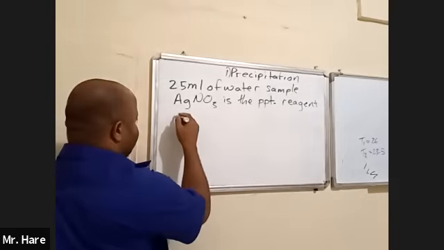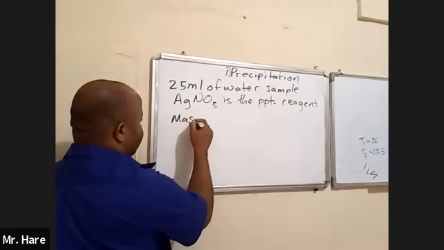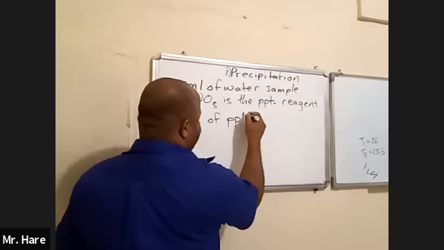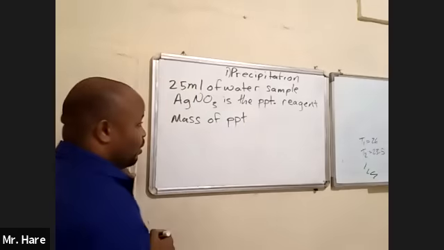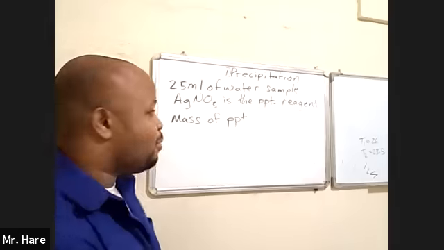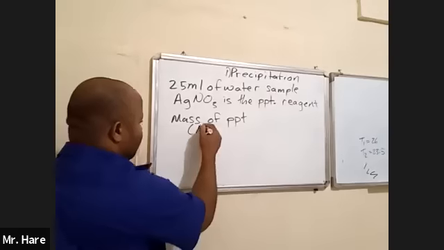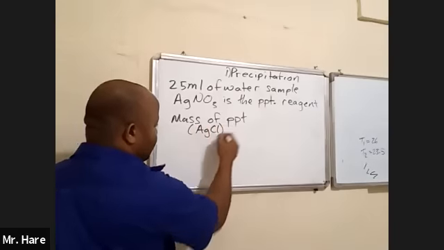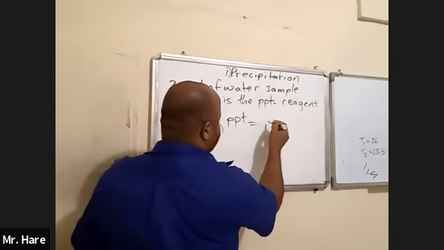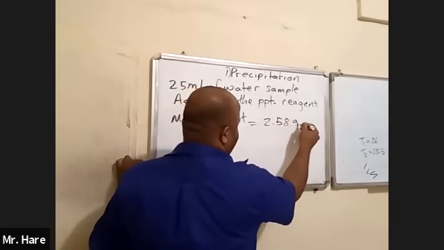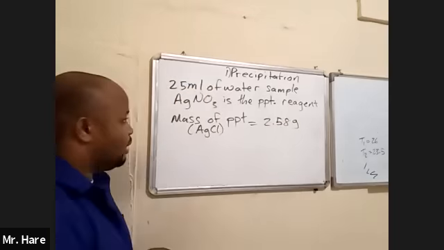Now the mass of the precipitate, and what would be the name of the precipitate if you add silver nitrate? Silver chloride, sir. Right. So the mass of the precipitate, which is silver chloride, let us say it is 2.58 grams.